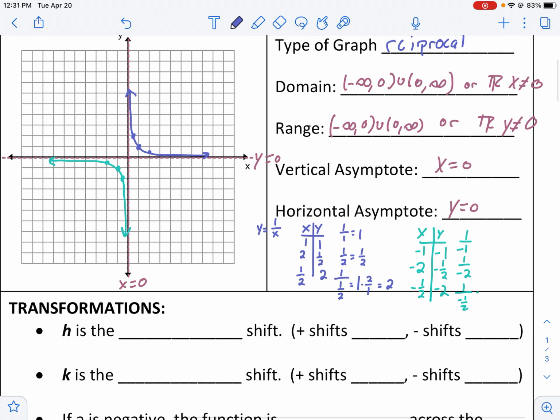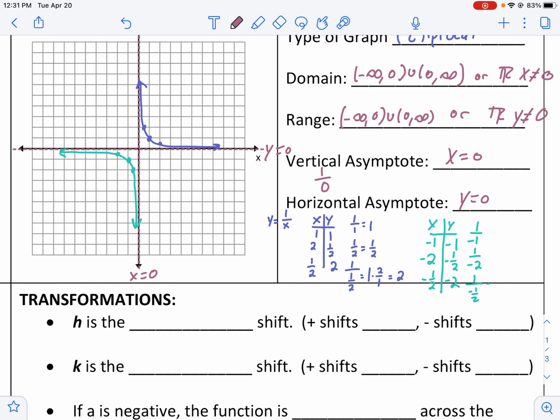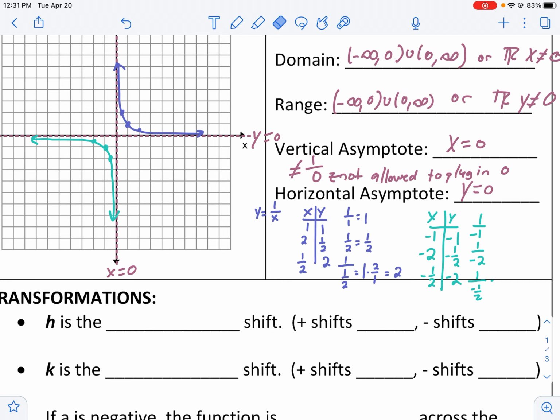So the reason we have this vertical asymptote is because we have to think about this equation, right? We cannot take 1 and divide it by 0. This is not allowed to happen, so we're never allowed to plug in x. We're not allowed to plug in 0 for x, right? So that makes the vertical asymptote.